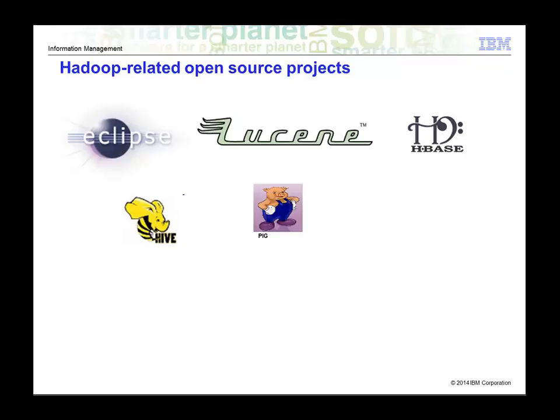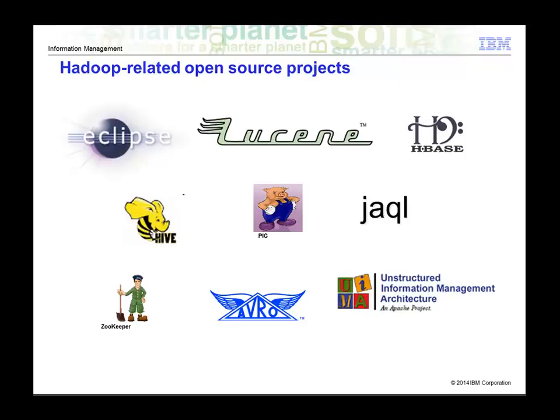Pig is a high-level language that generates MapReduce code to analyze large datasets. Jaql is a query language for JavaScript Object Notation. Zookeeper is a centralized configuration service and naming registry for large distributed systems. Avro is a data serialization system. And UIMA is the architecture for the development, discovery, composition, and deployment for the analysis of unstructured data.